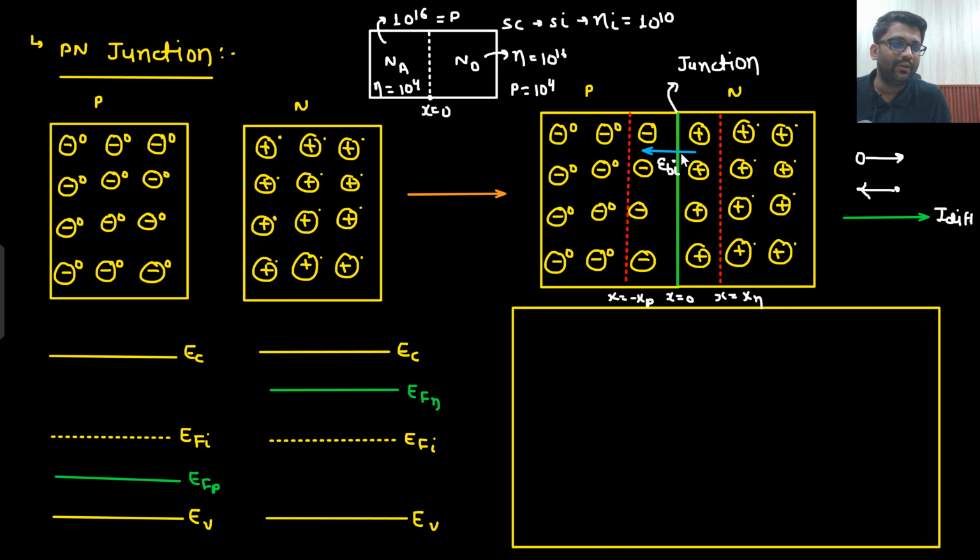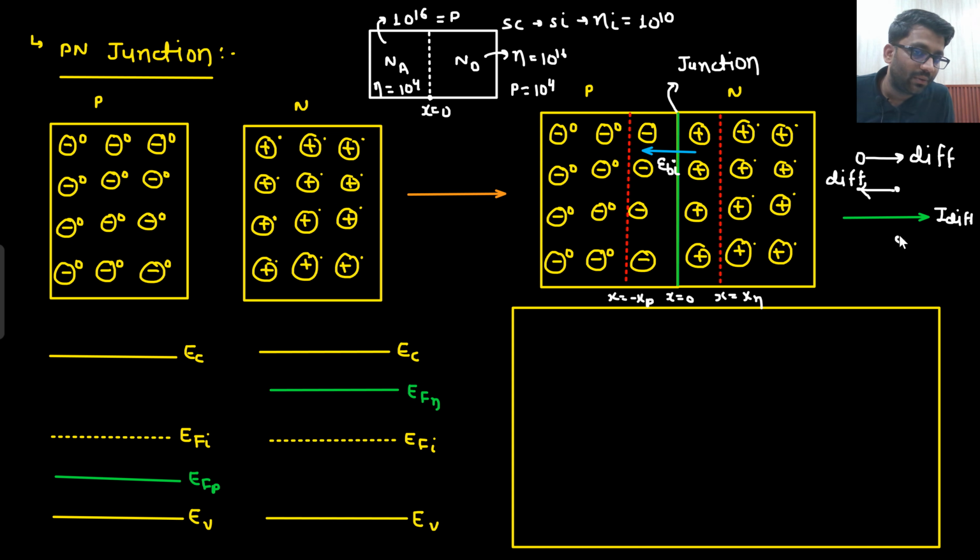But what will this electric field do? Electric field will push them backward. So here they were diffusing, right? Holes were diffusing, electrons were diffusing. Now because of this electric field, what will happen? Holes will drift. What is the direction of electric field? This is the direction of electric field, and holes will drift in the direction of electric field.